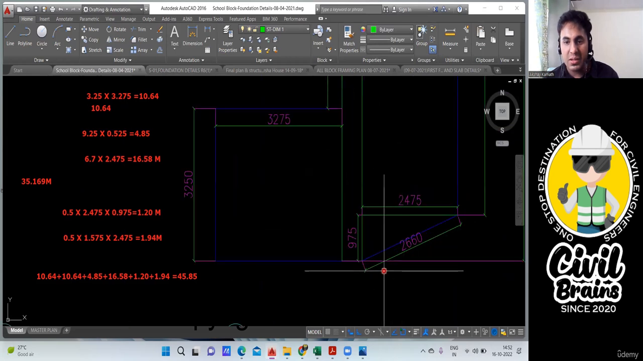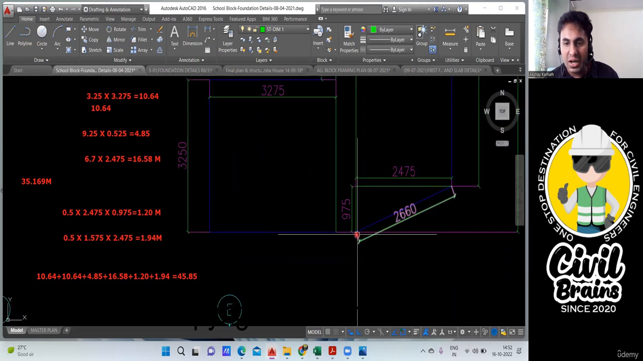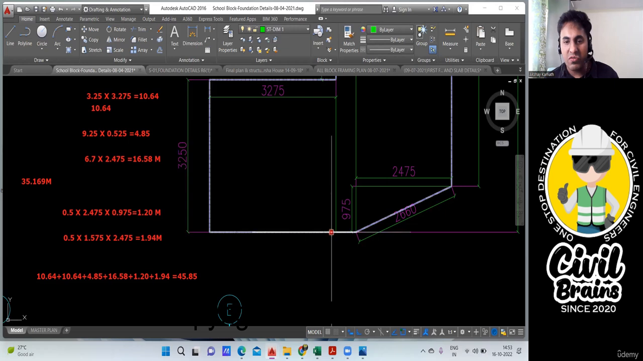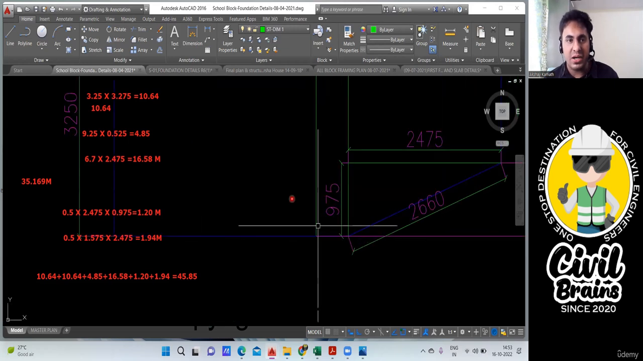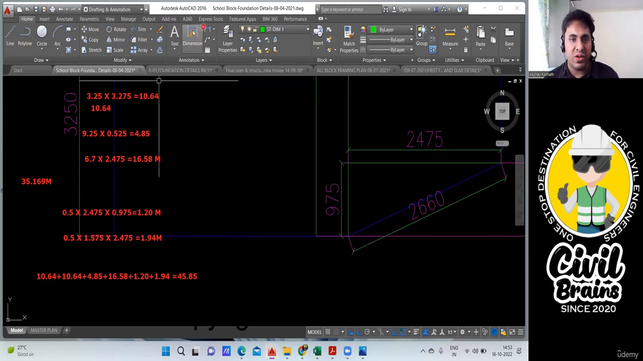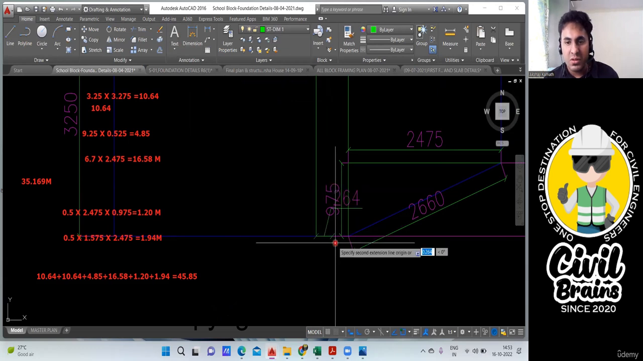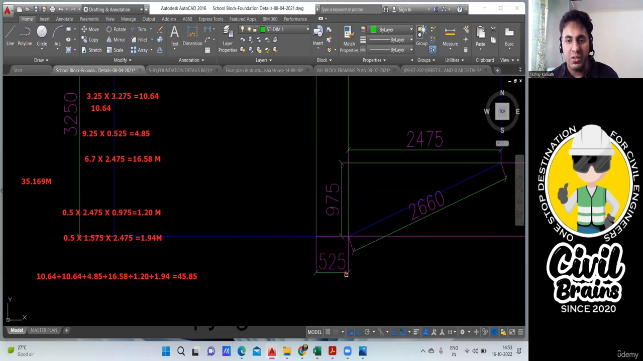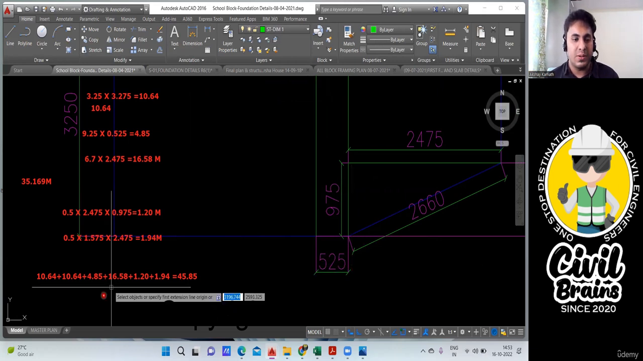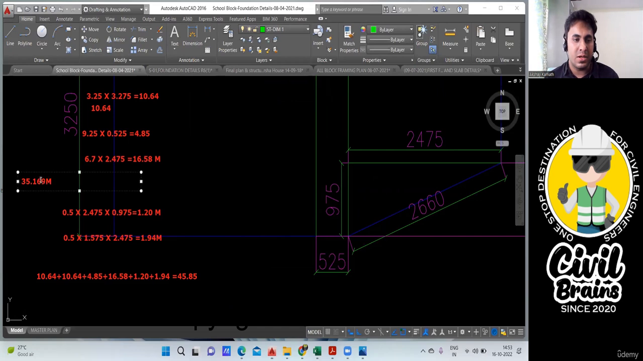Yeah, I got the mistake. See, after 2.660, directly I took 3.275, isn't it? But this portion I haven't added. Let me check. Yeah, 0.525. This portion I didn't add. Now it will be correct. So I'll add it to this portion only. No problem. Plus 0.525. Now I should get the right answer.